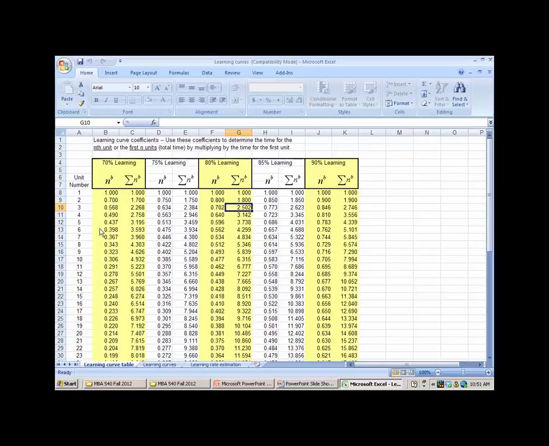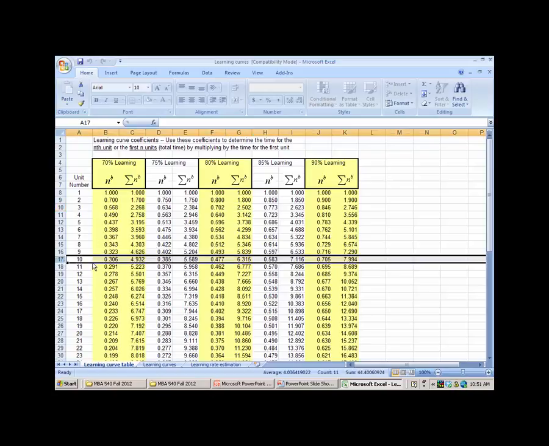Now what do you notice? Let's just take here the 10th unit. If we follow a 70% learning curve, then the 10th unit will take 30.6% of the time of the first. If we have an 80% learning curve, the 10th unit will take 47.7% of the time of the first. And if we have a 90% learning curve, which implies the slowest learning effect here, the 10th unit will take 70.5%. Make sure that intuition works for you.